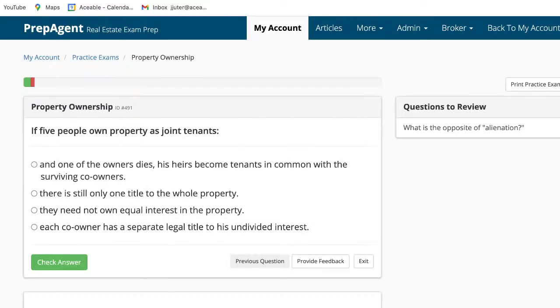Okay, we're going to do a question about joint tenants, then we're going to talk about this super important topic. But let's do the question. If 5 people own property as joint tenants, A, and one of the owners dies, his heirs become tenants in common with the surviving co-owners. B, there is still only one title to the whole property. C, they need not own equal interest in the property. Or D, each co-owner has separate legal title to his undivided interest.